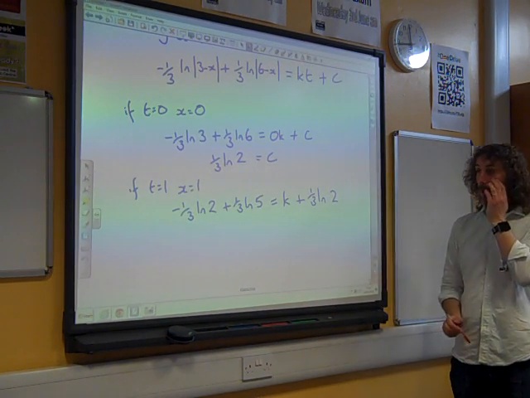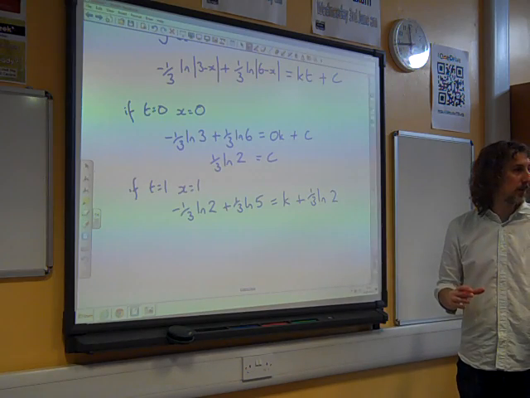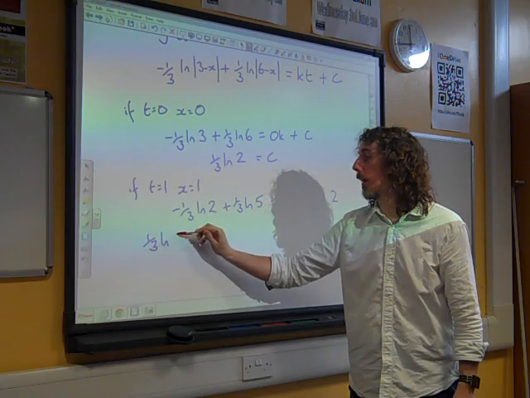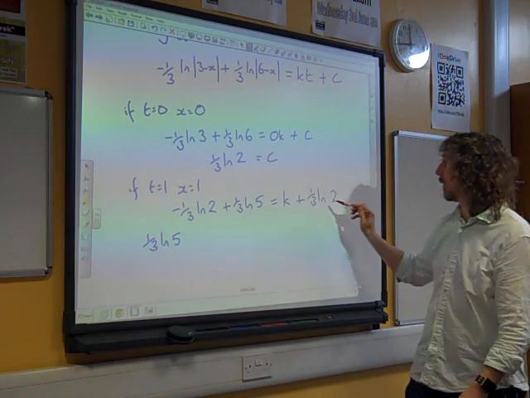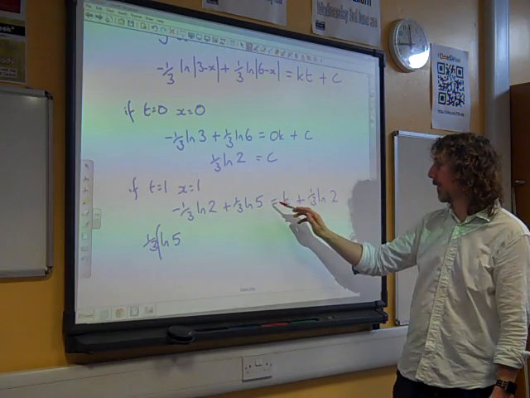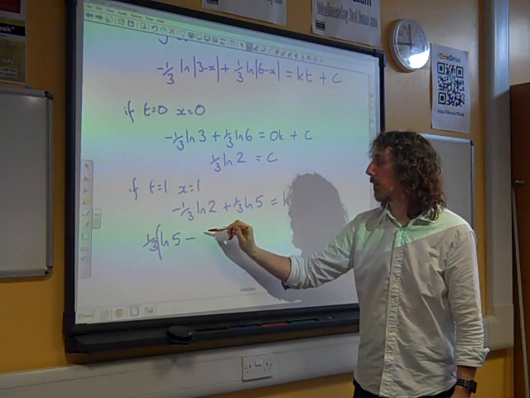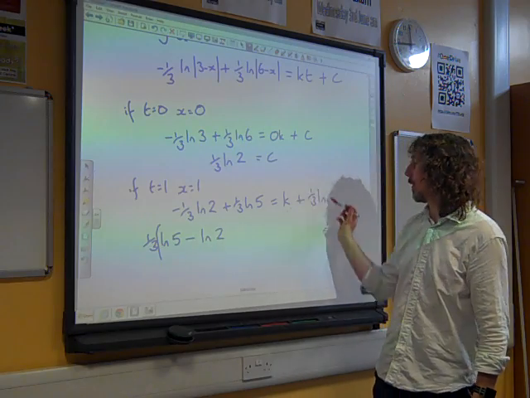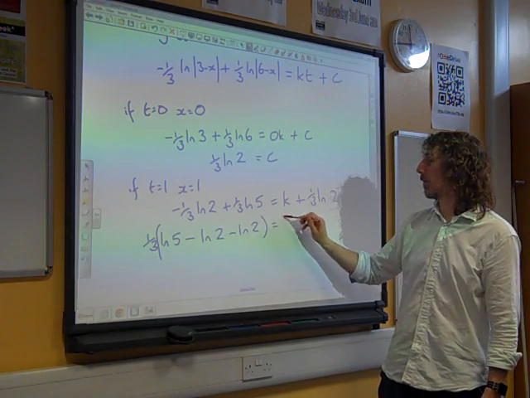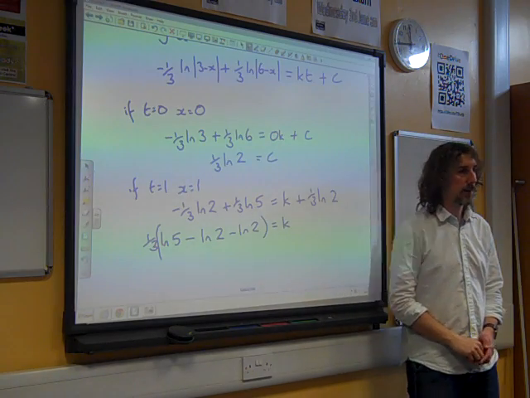So let's lump all these natural logarithms together before we do anything with them. We've got a third ln 5. In fact, can I take the third out as a factor? Is that okay? We've got a third ln 5 minus a third ln 2 minus another ln 2 is equal to k.